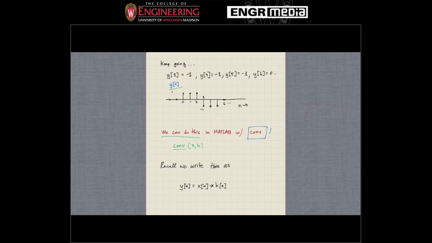So another thing we can do is just do this in MATLAB, right? We just write convolve, and we input two vectors. We input the vector x, which contains the signal x, and h, which contains the impulse response, right? And then the last thing to remember is we write this as y of n equals x of n convolved with h of n.